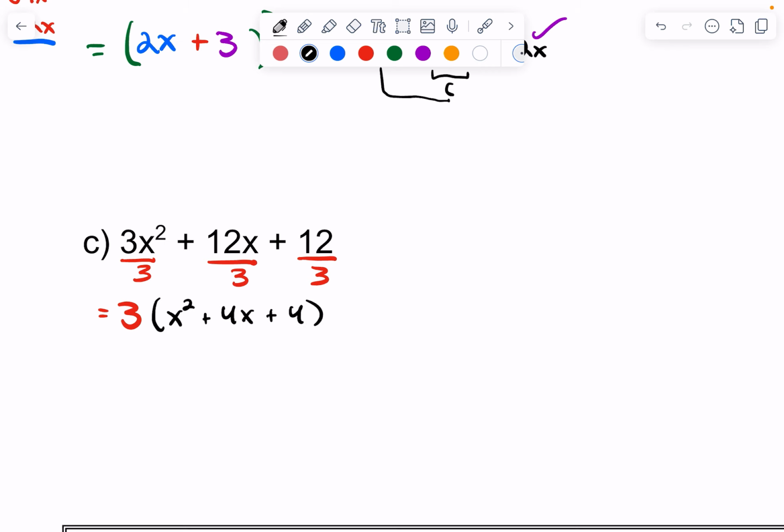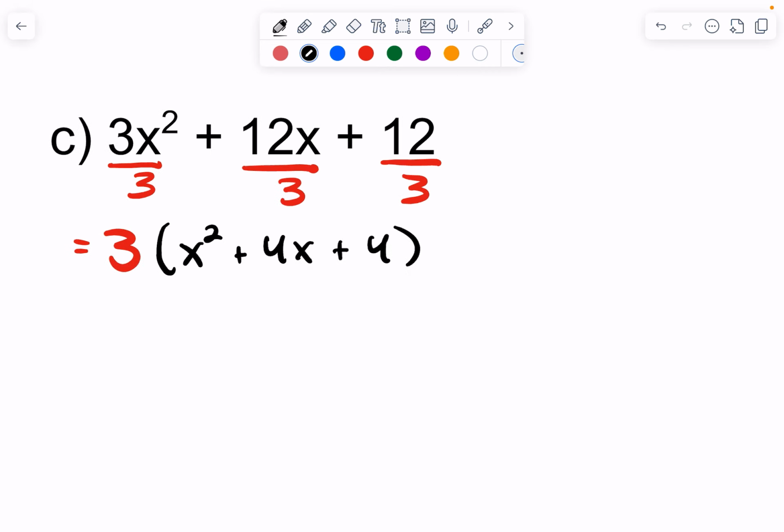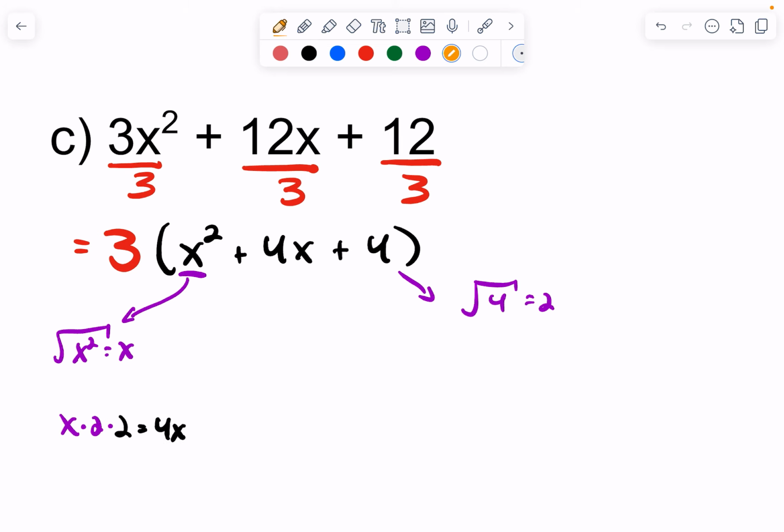All right. Well, is this now a perfect square trinomial? Yes, because the square root of x squared is x, and the square root of 4 is 2. And if you take those two numbers, x, multiply it by 2, and then multiply it by this extra 2 that's required in the formula, you would get 4x, which is the same thing right here.